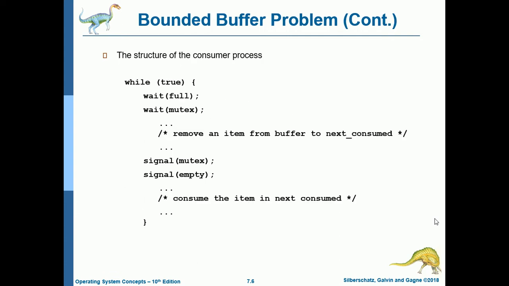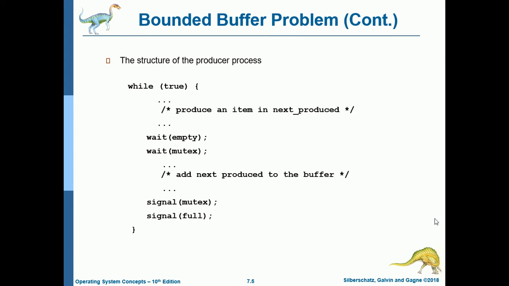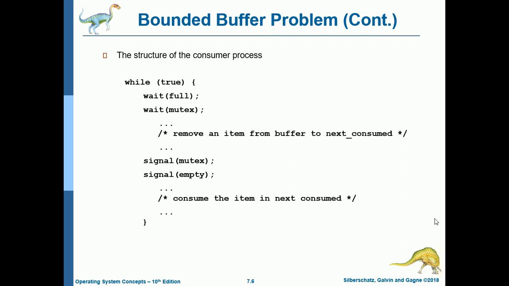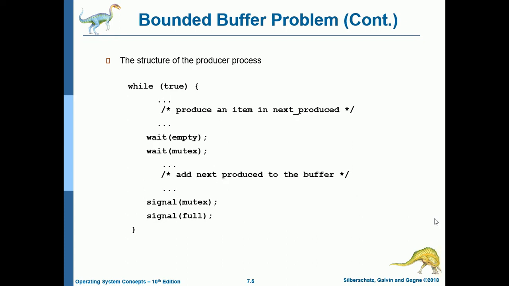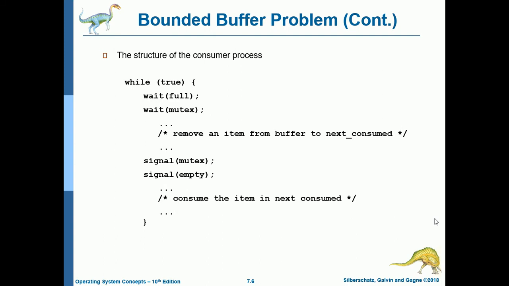Then the structure of the consumer process also uses the wait and signal functions. As you can see with regards to the code of the producer and the consumer process, note the symmetry between the producer and the consumer. We can interpret this code as the producer producing full buffers for the consumer, and the consumer producing empty buffers for the producer. So as you can see, they are symmetrical with each other.